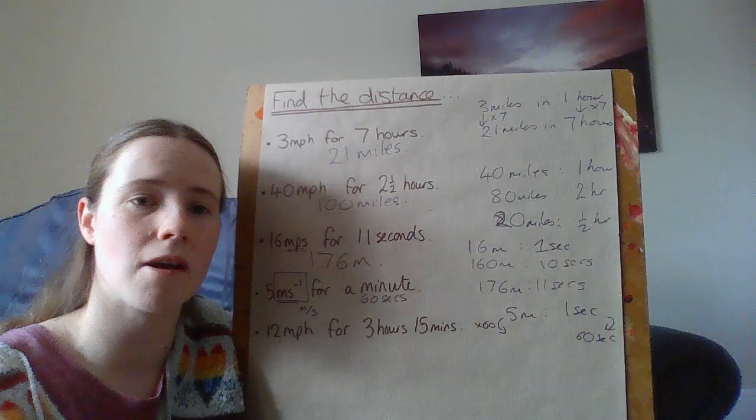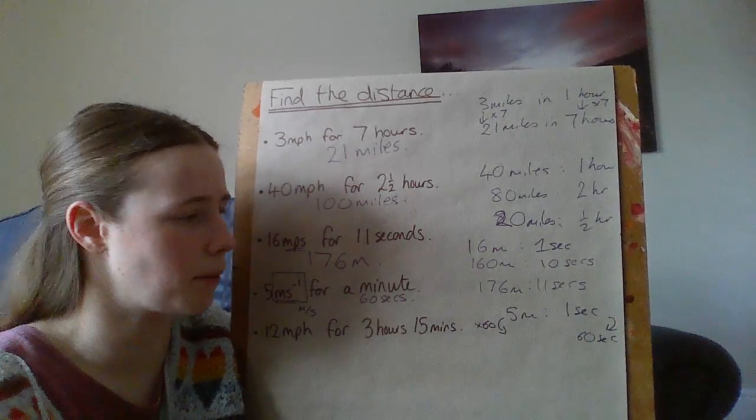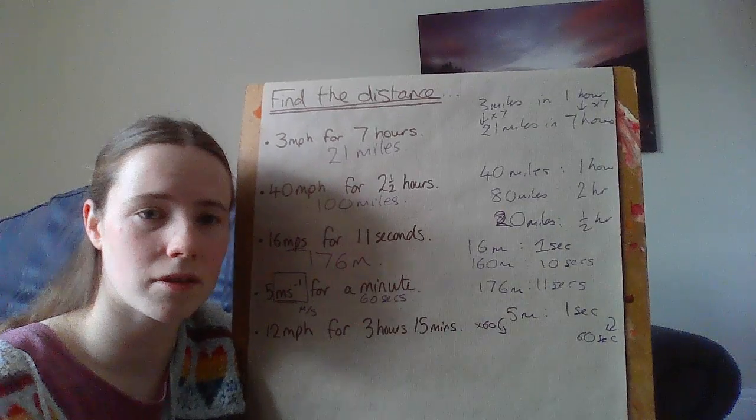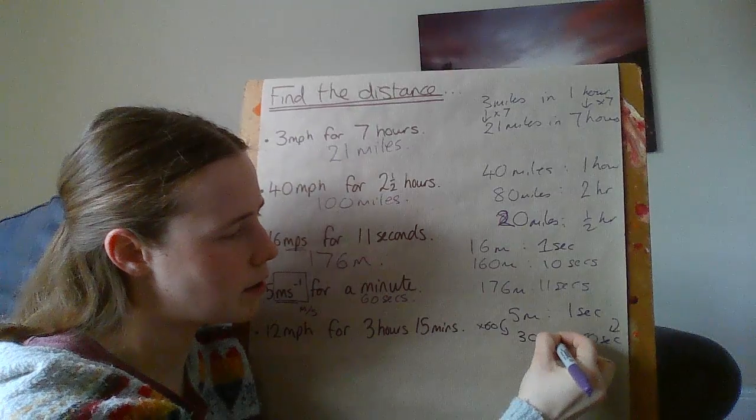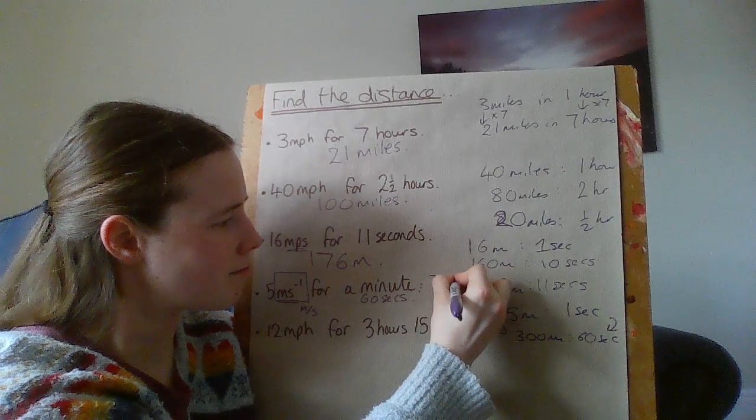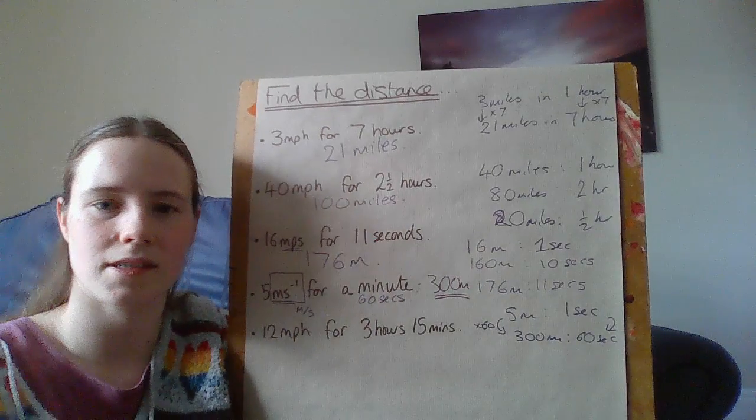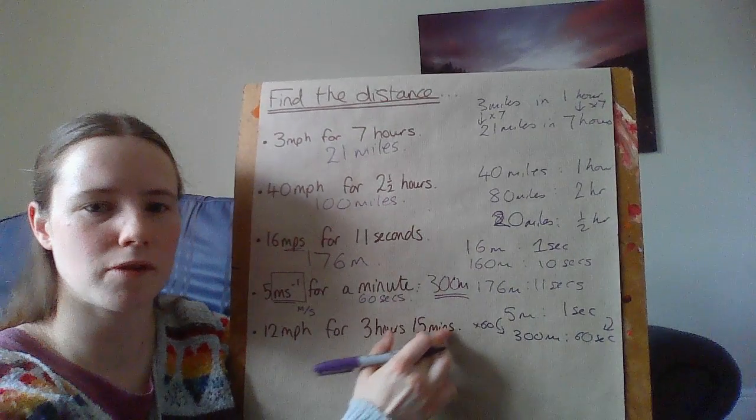Now, I could do that by timesing by 6 and then timesing by 10. So whatever method you want to use to help you think about it. 5 times 6 is 30, times that by 10 is 300 meters. Okay, so I've got a pretty long way in a minute. So 300 meters in 60 seconds.